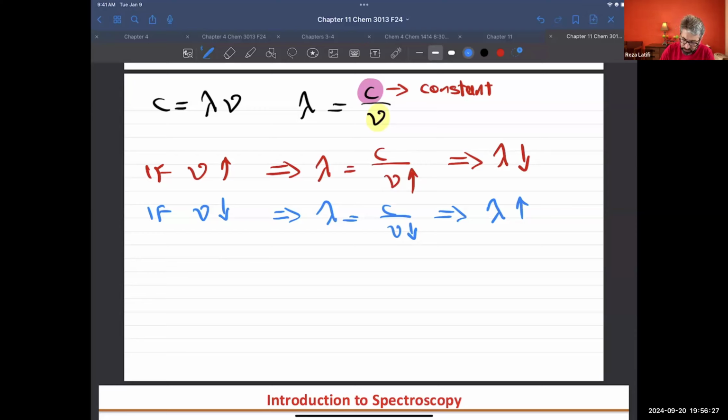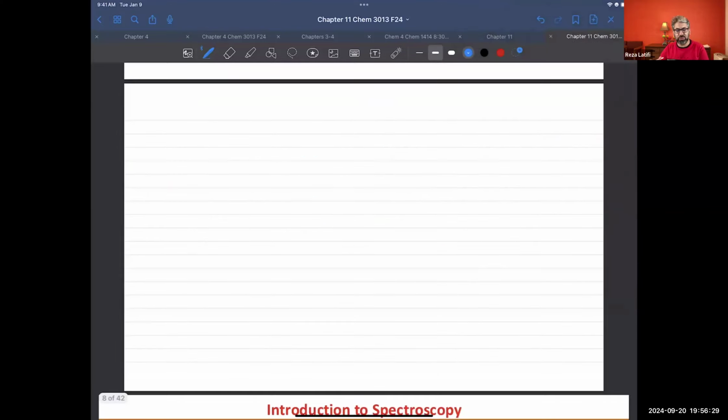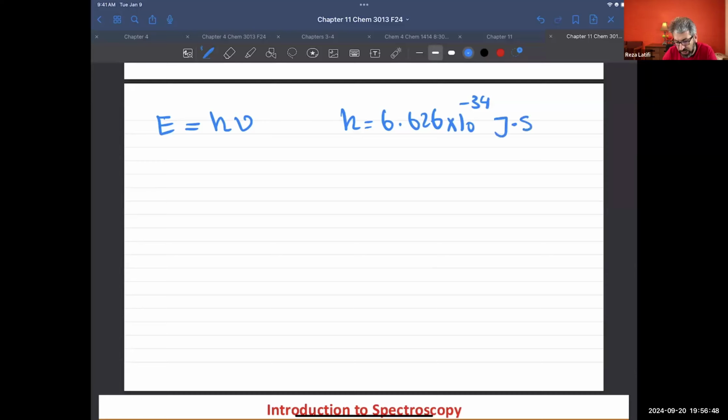That's one fact that we need to know about wave and frequency. Next one is going to be energy. What's the relationship between energy and frequency? Energy is equal to h nu. And what's the h? It is the Planck constant, and it's 6.626 multiplied by 10 to the power of minus 34. The unit for it is joule second. So h is a constant number. And nu is going to be the frequency, and the unit for nu will be 1/second.